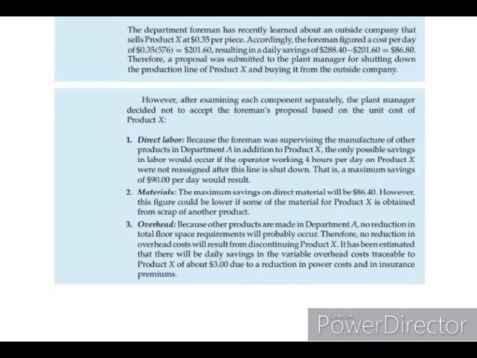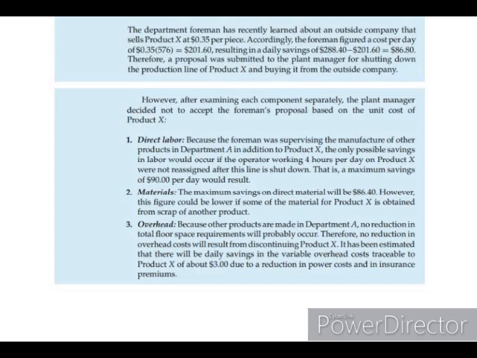However, after examining each component separately, the plant manager decided not to accept the foreman's proposal based on the unit cost of product X. So, why? The first consideration is the direct labor. The foreman was supervising the manufacture of other products in Department A, in addition to product X, so there are more products other than product X in Department A. And the foreman is also assigned to monitoring them.